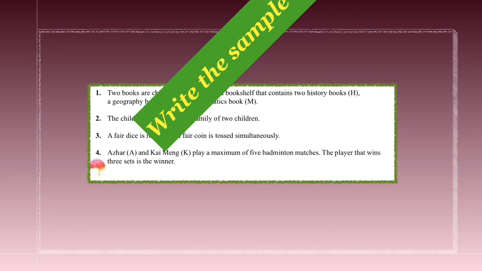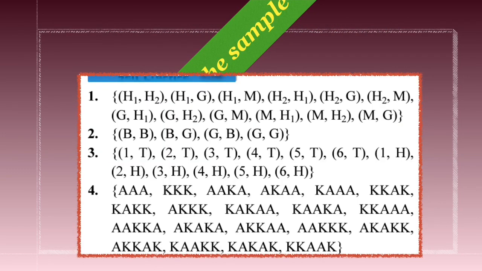Number 3, a fair dice is rolled and a fair coin is tossed simultaneously. Number 4, Azhar A and Kaimin K play a maximum of 5 badminton matches. The player that wins 3 sets is the winner. So please try to work out the answer before we discuss. So this is the answer for question 1. Okay, question 1 and question 2, 3 and 4. Please check your answer.